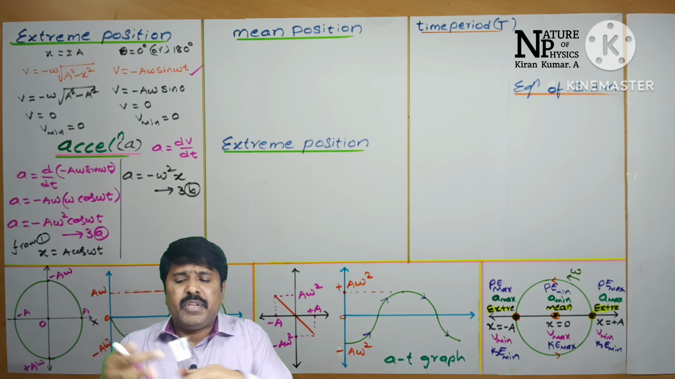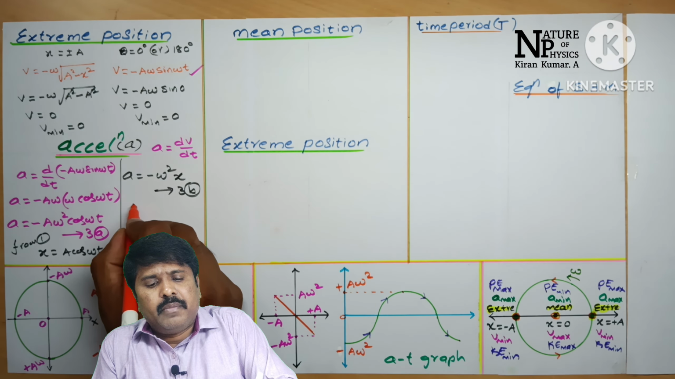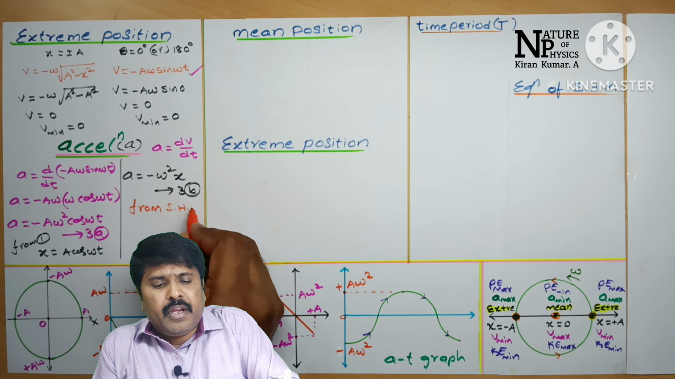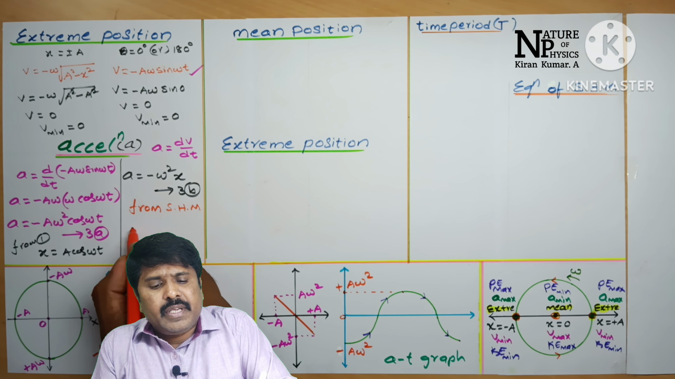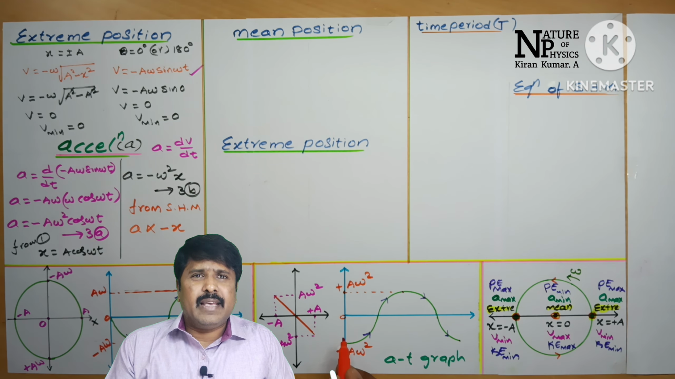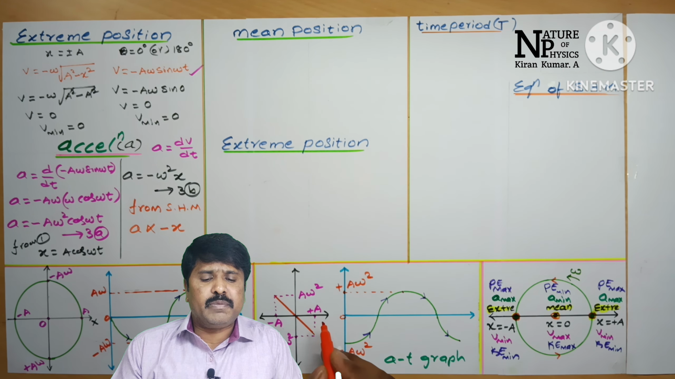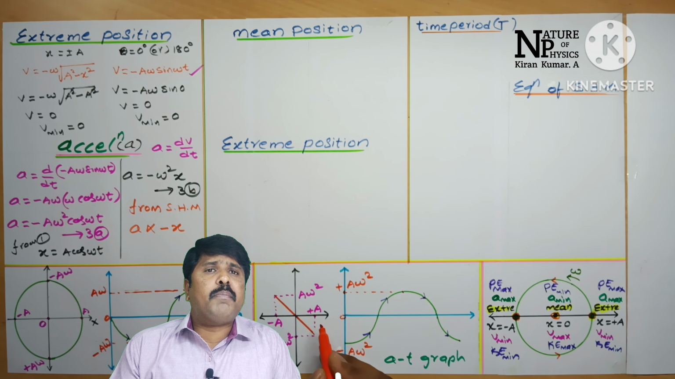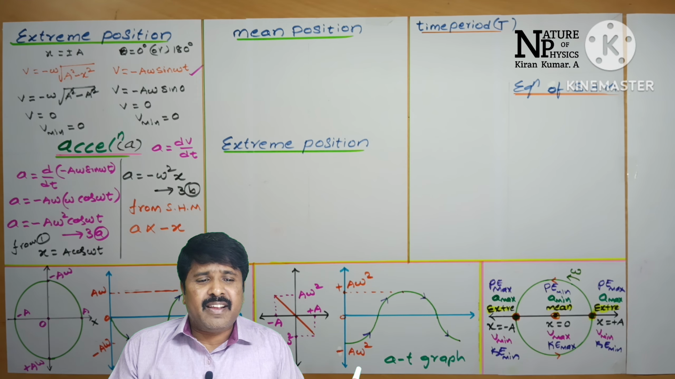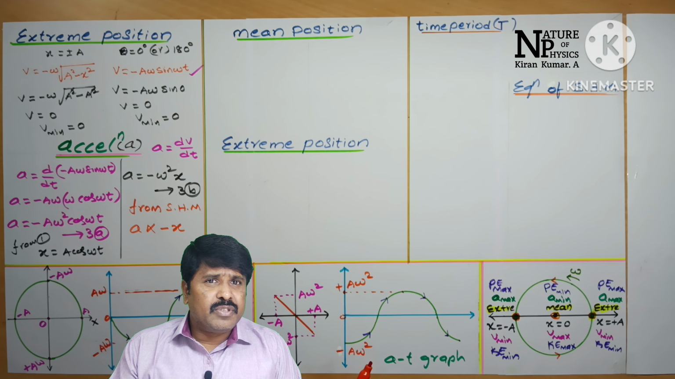Okay, and from simple harmonic motion, a is directly proportional to minus x. See student, acceleration is directly proportional to the displacement in magnitude and opposite in direction. So we got the two equations for the acceleration, and mean position and extreme position cases also we are going to discuss.